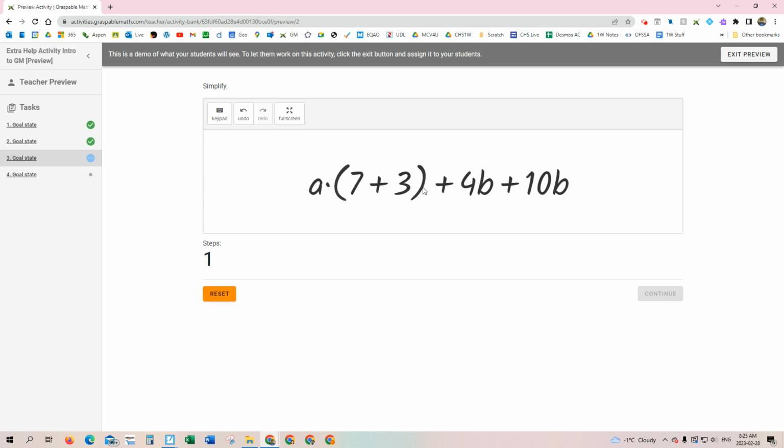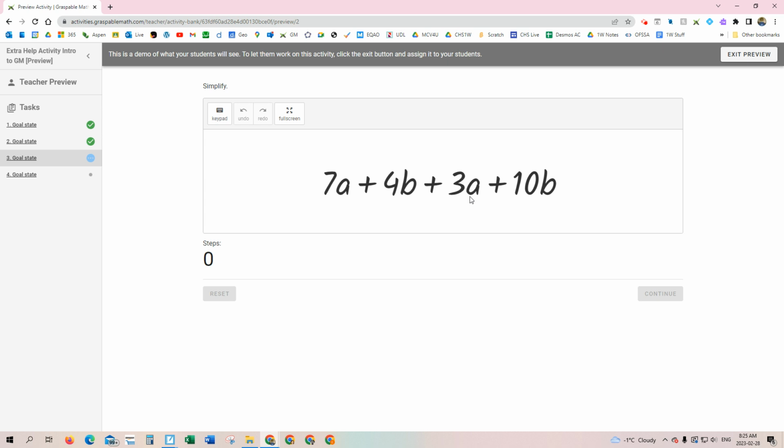If you happen to grab things that don't quite make sense, you can always push the undo button and it'll go back to that step. And if you do a whole bunch of things and get stuff really confused and you don't know where you're at, you can always push reset and it'll reset it back to this question.